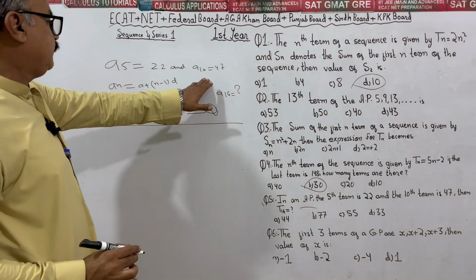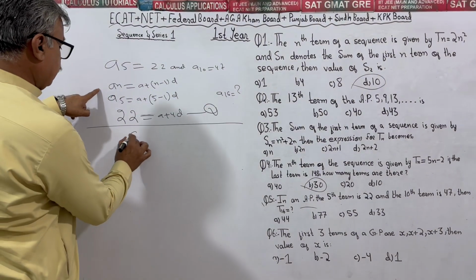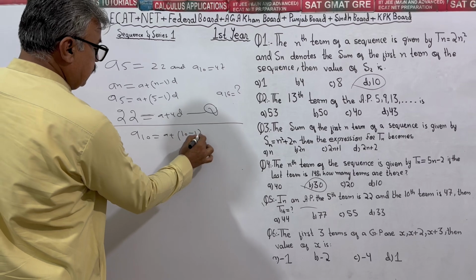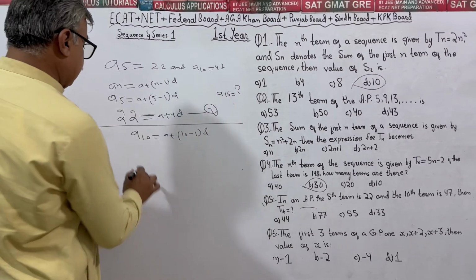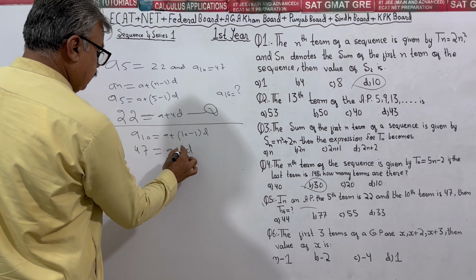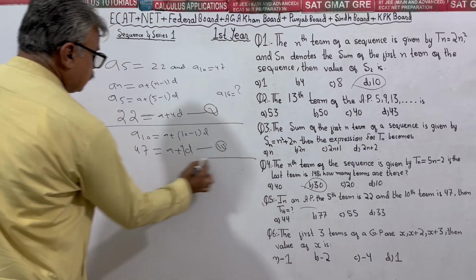Utilizing it for the 10th term, put n is equal to 10. We have a10, a plus 10 minus 1 times d. The 10th term is 47, so 47 is equal to a plus 9d. It's our equation 2. Now solve 1 and 2.